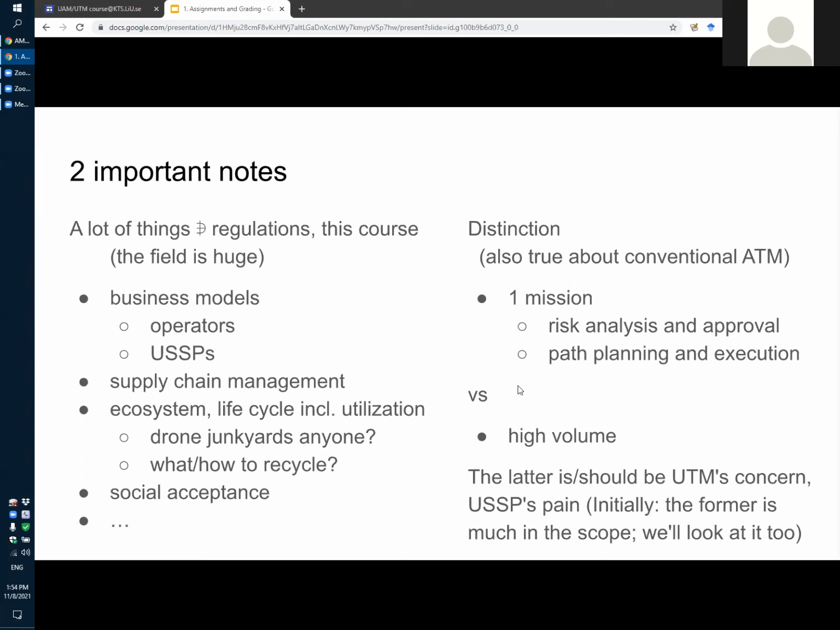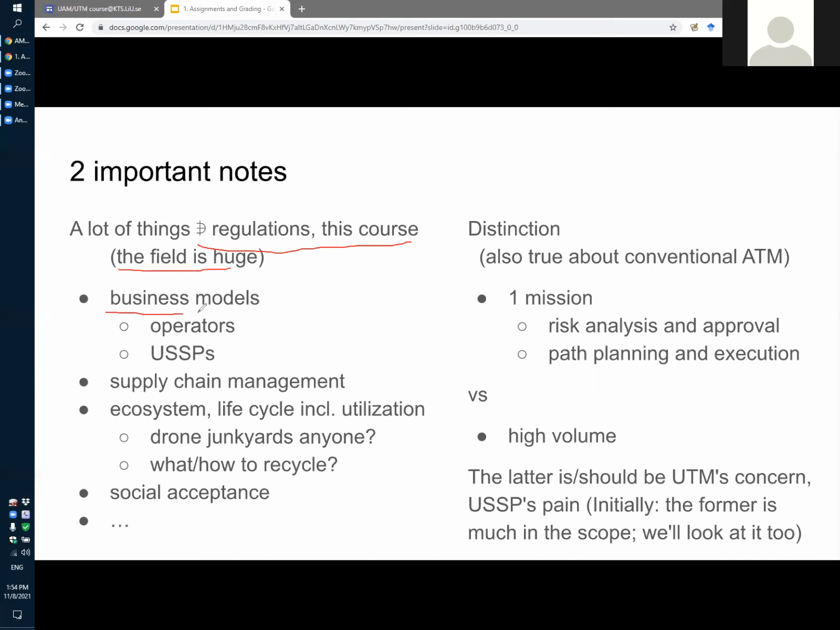Two notes which are important in general, not really for the grading, but for this course: of course there are certain delimitations. I mean, there are many things that do not belong to regulations and that we do not cover in this course. It's a huge and growing field.